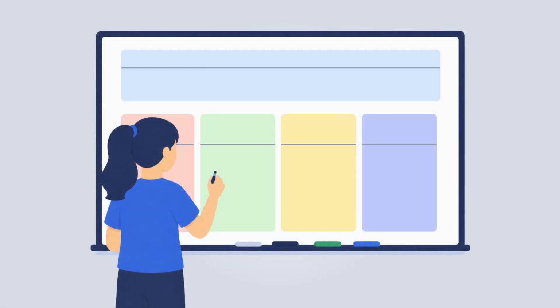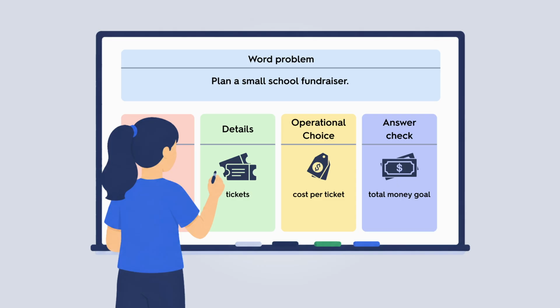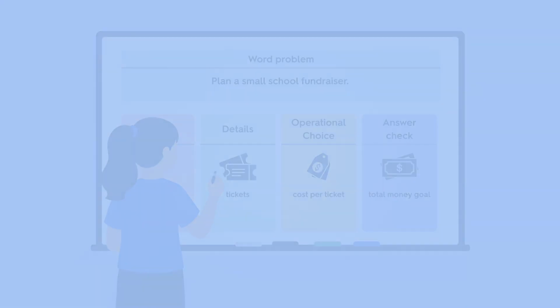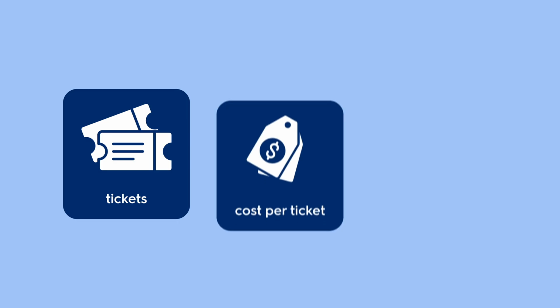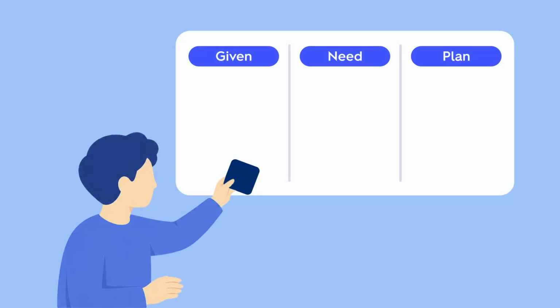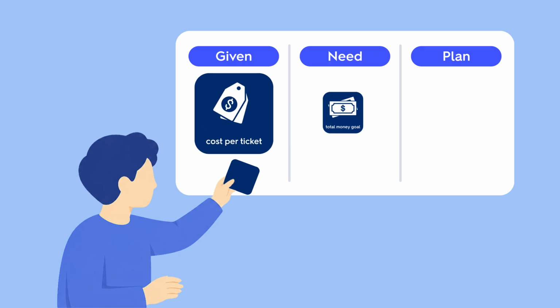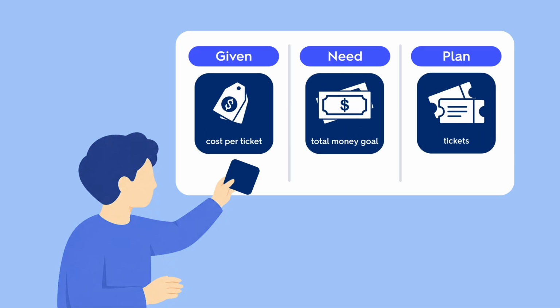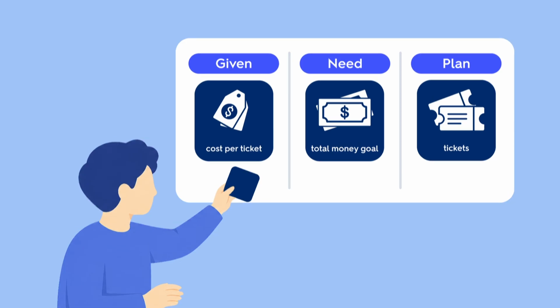Now let's apply this strategy to a different type of task. When solving a word problem, a student can use self-explanation to decide what information matters and which operation fits the situation. For example, a student might say, "I know the ticket price and the money goal. I need to find the number of tickets. Since this involves equal groups, I should divide the total goal by the price. Then I'll check if my answer makes sense in a real-world context."